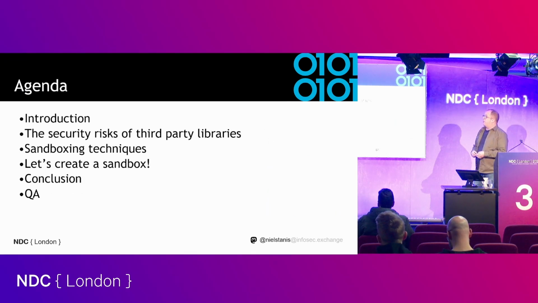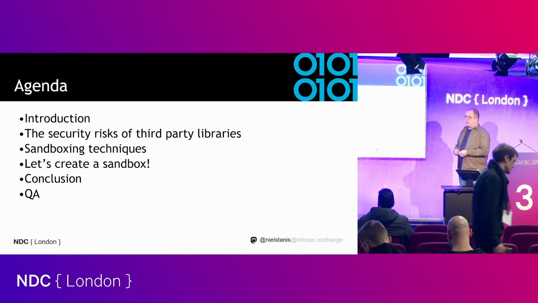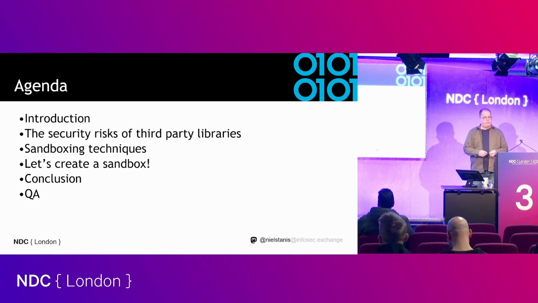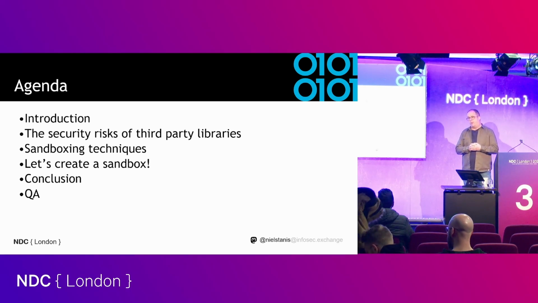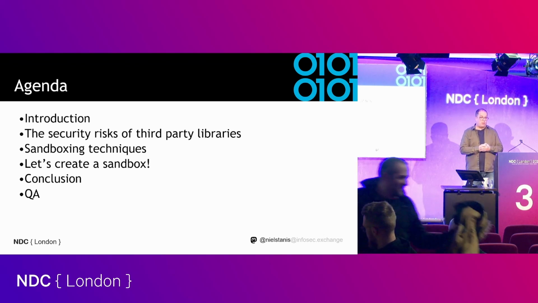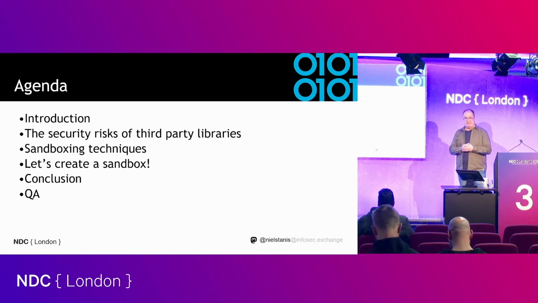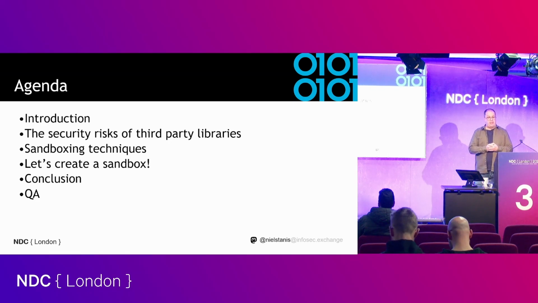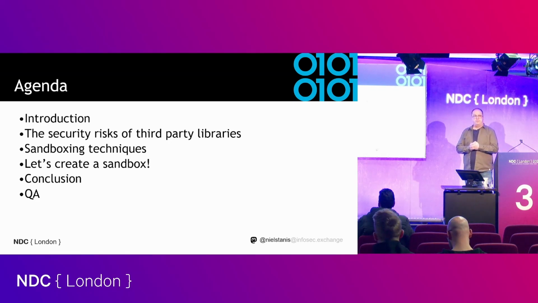It's going to be abstracted around this agenda. First, a brief introduction of the agenda and the things that we're going to talk about. Then I want to look into some third-party library risks that we're facing. What could possibly go wrong with third-party libraries in our applications? There's a lot, of course. Then we're going to dig into some sandboxing techniques.